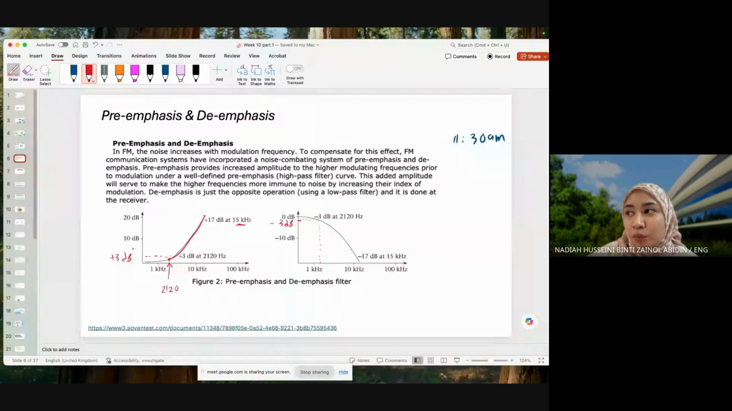Why plus 3 dB and minus 3 dB? Because it amplifies or attenuates by half. Half is a lot, right? But that's just how optics are. In optics, they like the figure 3 dB. So minus 3 dB is where it starts to attenuate. They consider the attenuation to happen significantly at minus 3 dB at 2120 hertz, and it tapers down to minus 17 dB at 15 kilohertz. That's just how the filter looks.